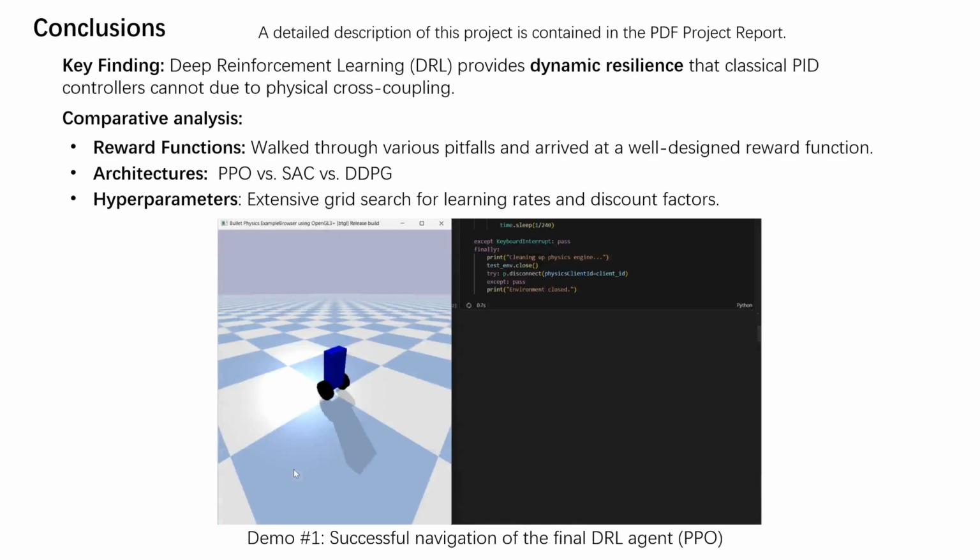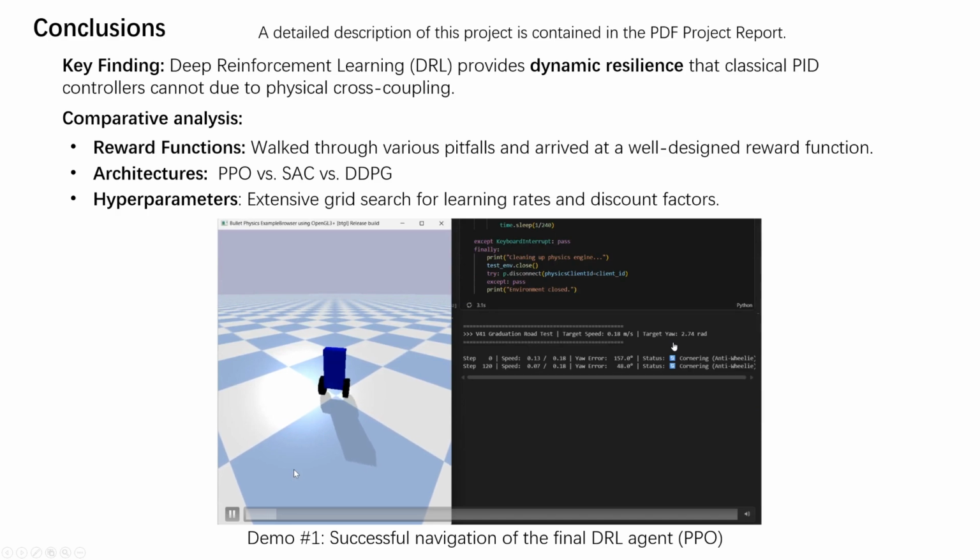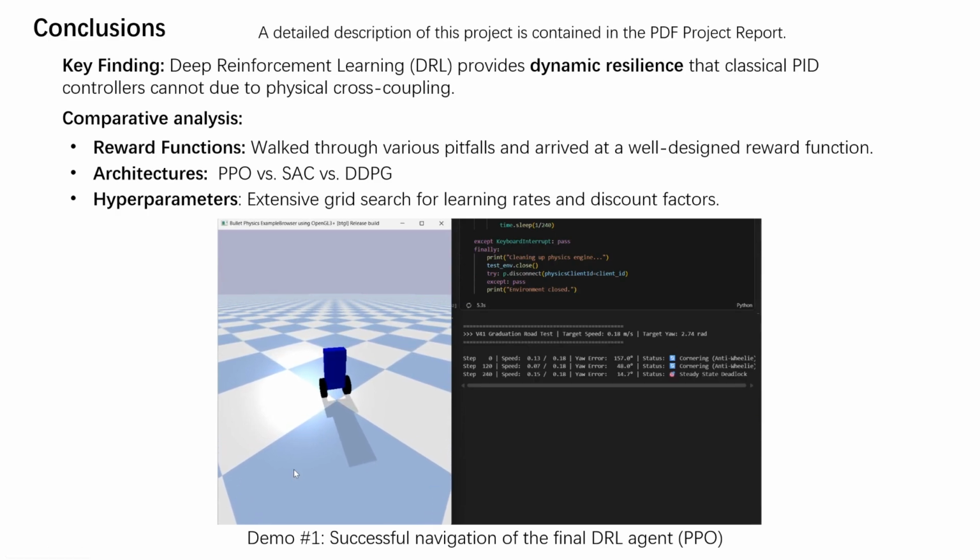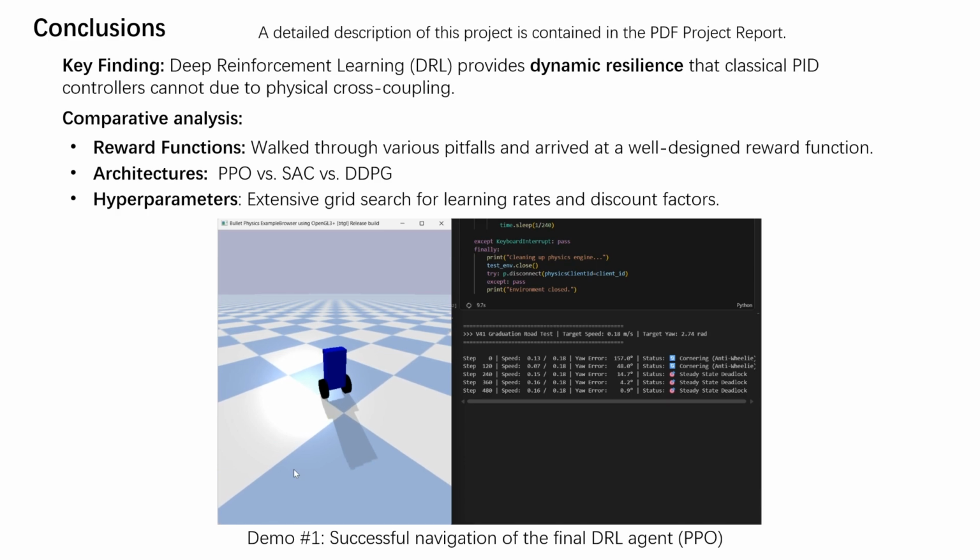In conclusion, the key finding of this project is that deep reinforcement learning provides dynamic 3D resilience that classical PID controllers simply cannot achieve due to unmodeled physical cross-coupling.